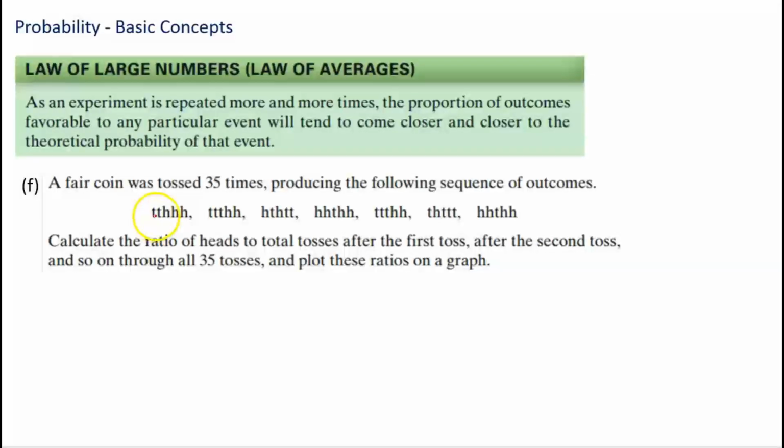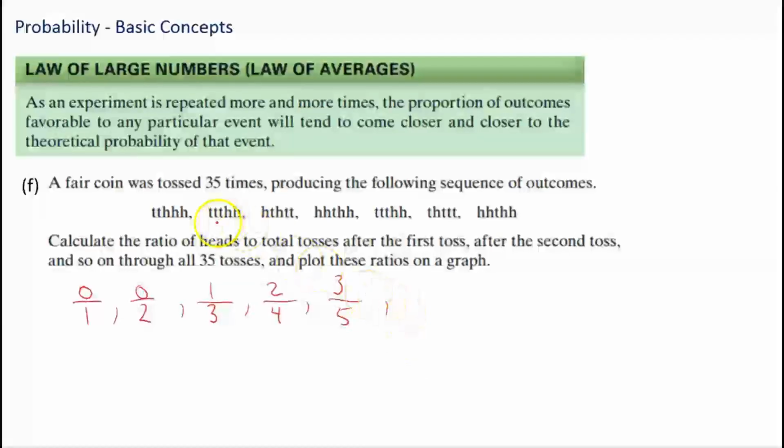So I got 0 heads to 1 toss from my first toss. The second toss, I got 0 heads out of 2 tosses. The third toss, look, finally got a head. I got 1 head out of 3 tosses. On the 4th toss, now I have 2 heads out of 4 tosses. Hey, there's a 50% right there. On the 5th toss, I got 3 heads out of 5 tosses.